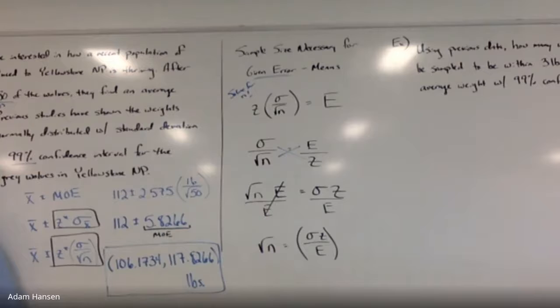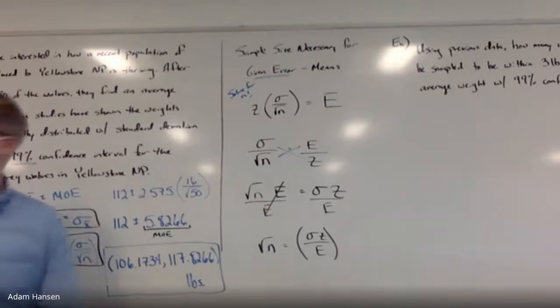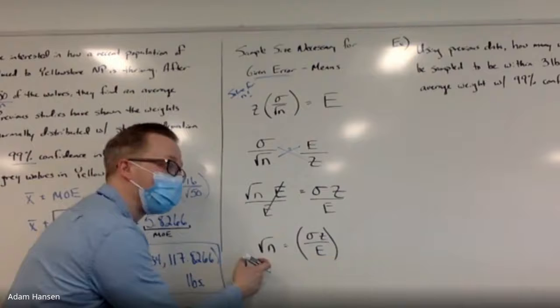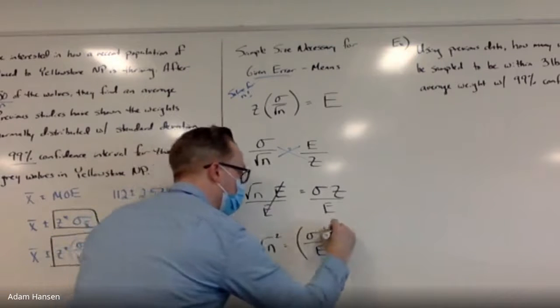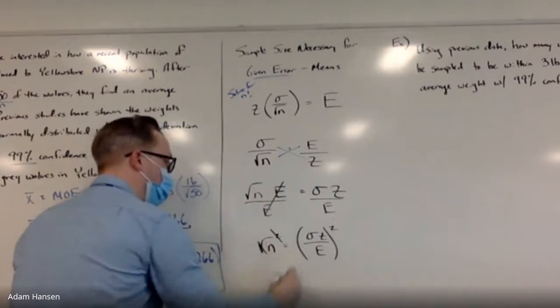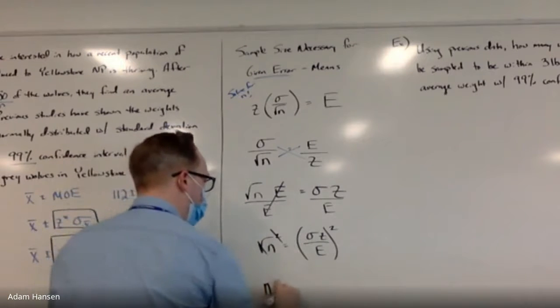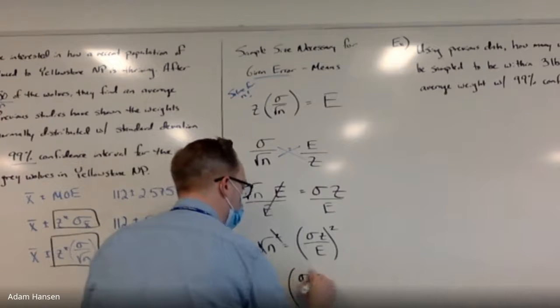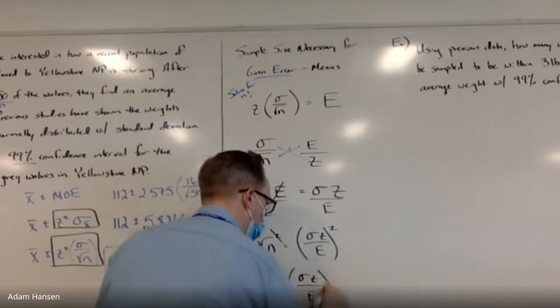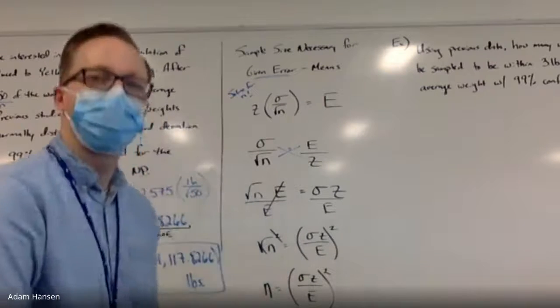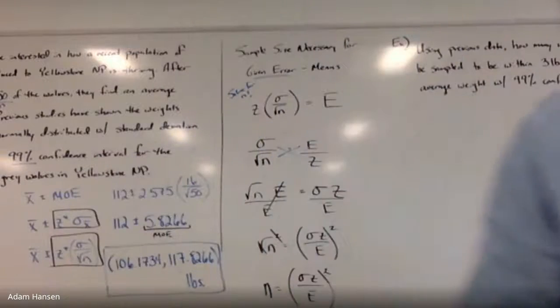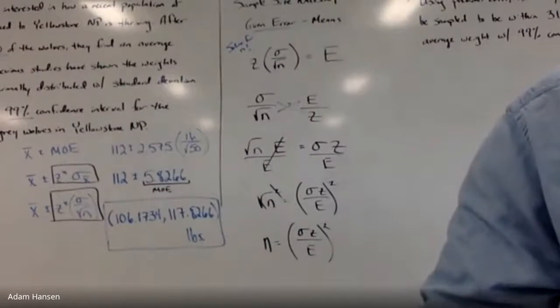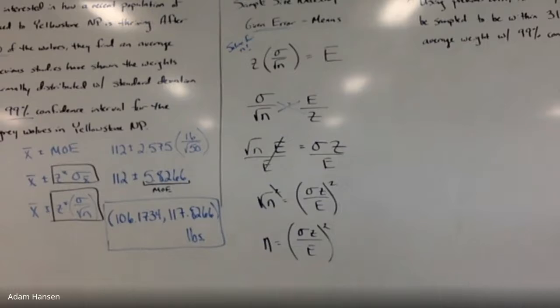To get rid of the square root and solve for n, what do I do to both sides? It's the opposite of square rooting something. Squaring it. Square cancels out the square root, and here's that formula from your formula sheet. Sigma times z over the allotted error given, squared. Pretty much the same thing there.